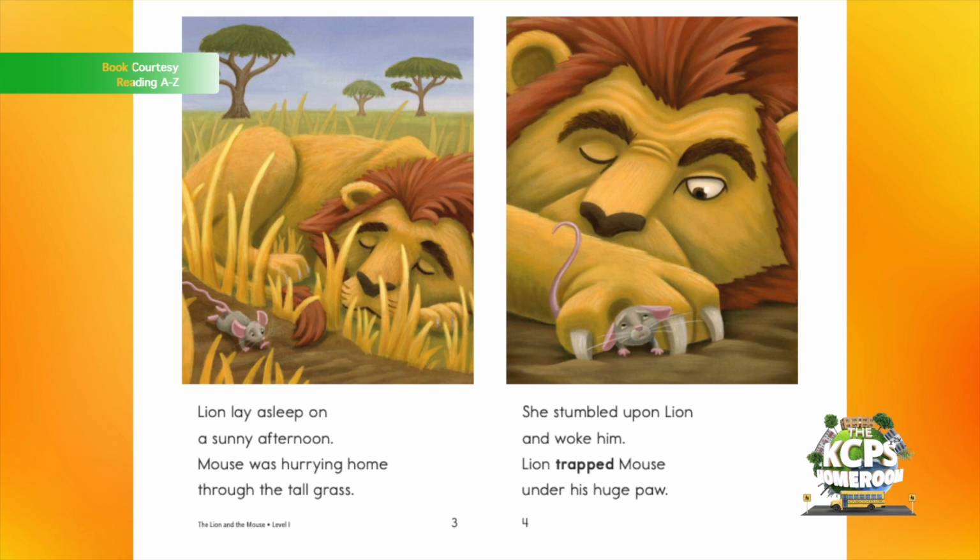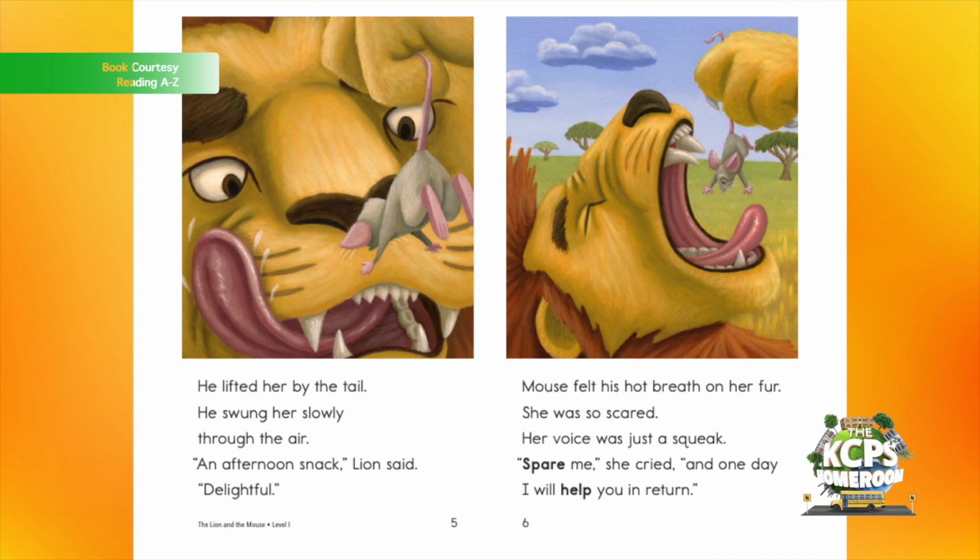Lion lay asleep on a sunny afternoon. Mouse was hurrying home through the tall grass. She stumbled upon Lion and woke him. Lion trapped Mouse under his huge paw. He lifted her by the tail and swung her slowly through the air. An afternoon snack, Lion said. Delightful. Mouse felt his hot breath on her fur. She was so scared. Her voice was just a squeak. Spare me, she cried, and one day I will help you in return.